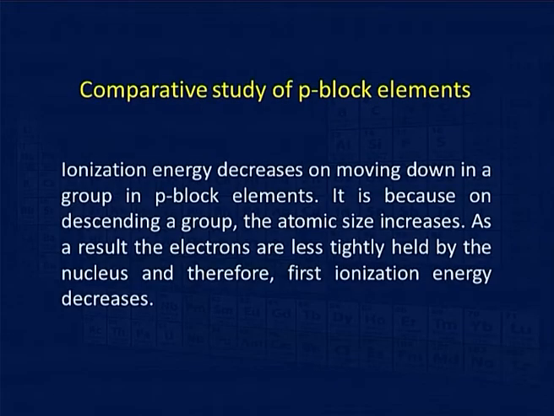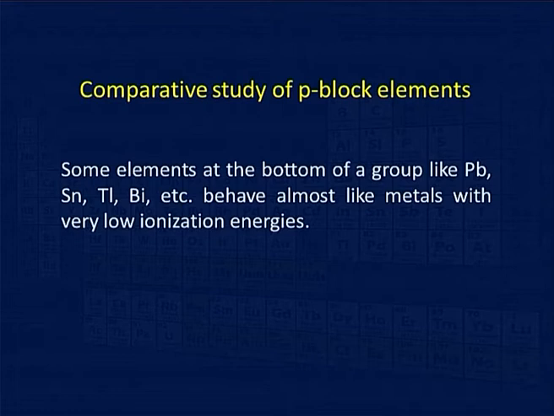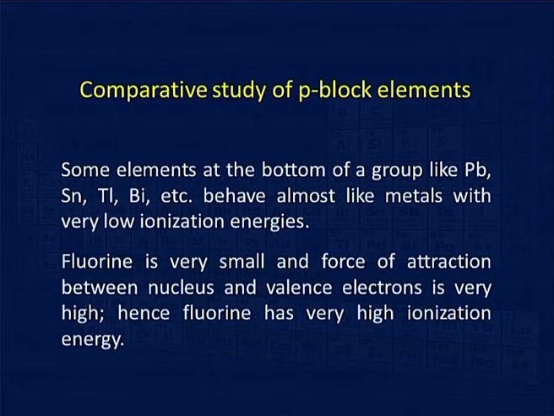The ionization energy decreases on moving down a group in p block elements. It is because on descending a group, the atomic size increases. As a result, the electrons are less tightly held by the nucleus, and therefore the first ionization energy decreases on moving down the group from top to bottom. Some elements at the bottom of a group like lead, tin, thallium, bismuth behave almost like a metal with very low ionization energy. Fluorine is very small and the force of attraction between the nucleus and the valence electrons is very high, hence fluorine has a very high ionization energy.